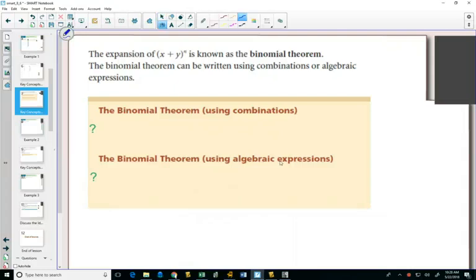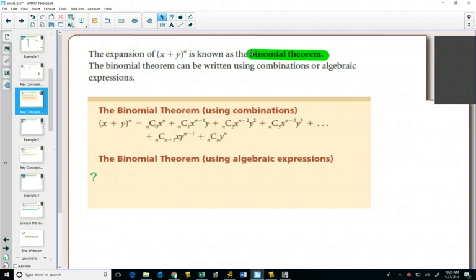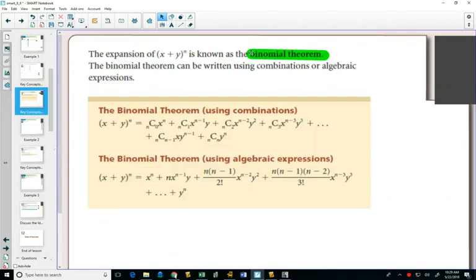Before example 2, your textbook has the binomial theorem written out in the box, and it says using combinations, and it says using algebraic expansion. You do not need to know all the algebraic expansion; it is using the combinations to figure things out. Now, what we notice is these n choose k things were just your numbers from Pascal's triangle. So Pascal's triangle matches up with your combinations at the front.